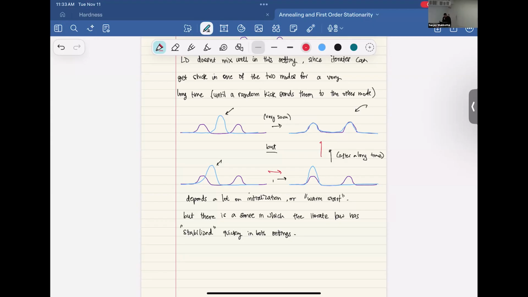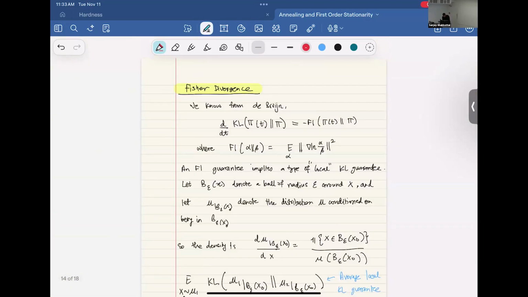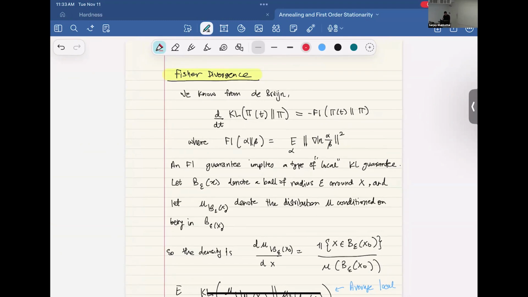And there's a way to formally say that, right? So in other words, the fact that these distributions very quickly get to a point where they're not changing very much is captured by this notion of a Fisher divergence. Sanjay, you've talked about Fisher divergence. Okay.